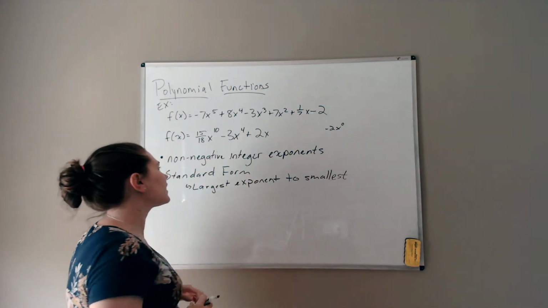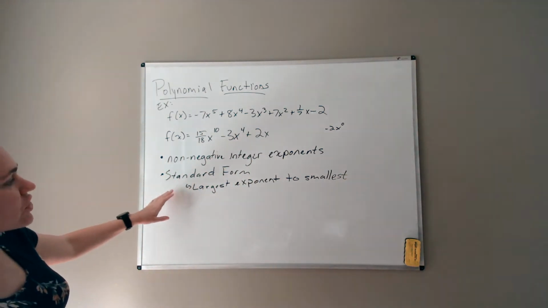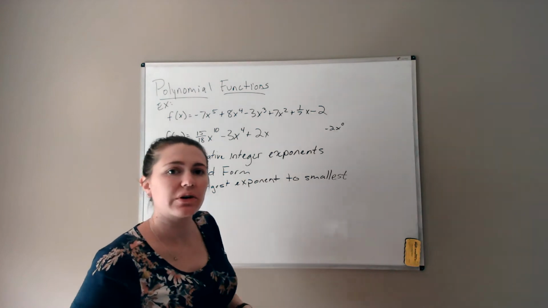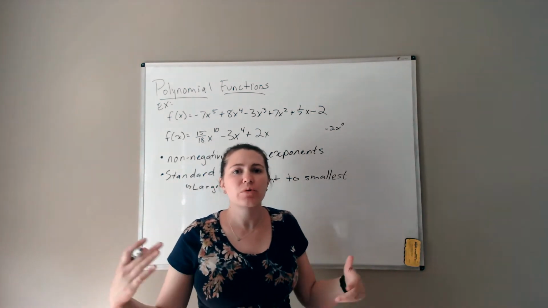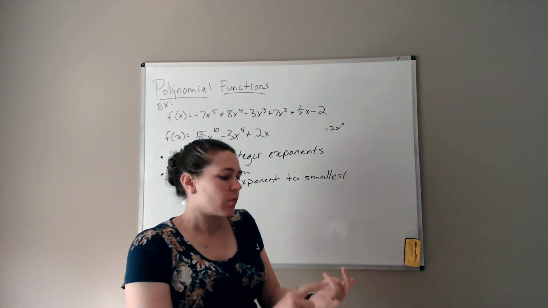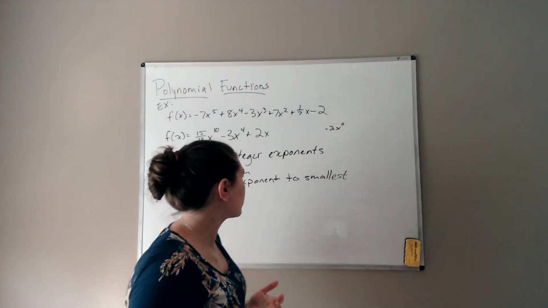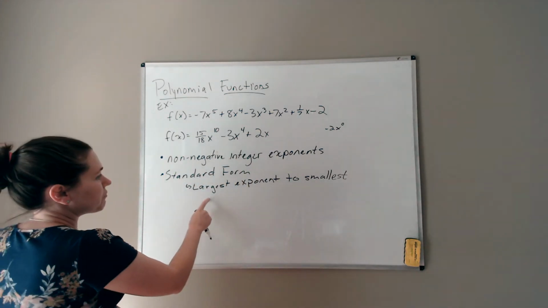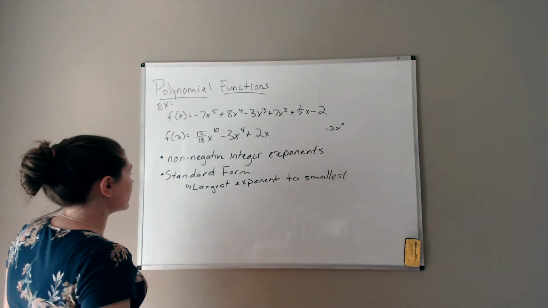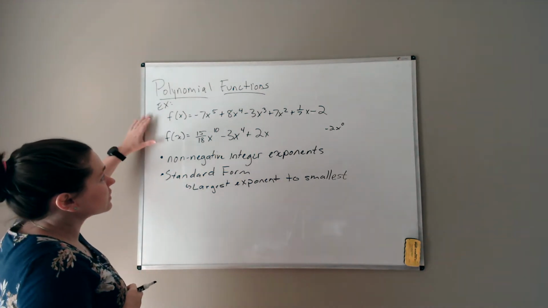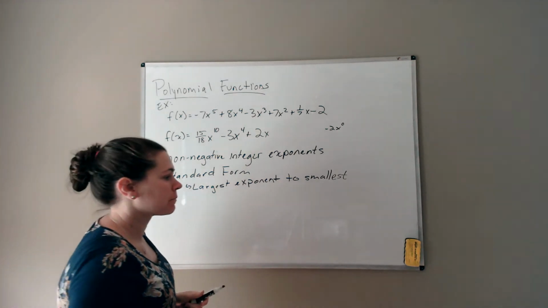So if you are asked to put your polynomial function in standard form, which is what you're going to want to do, it's extremely important that your polynomial is in standard form for when you're solving and when you're graphing polynomials. You always put it from the largest exponent down to the smallest. So these are two examples of polynomial functions.